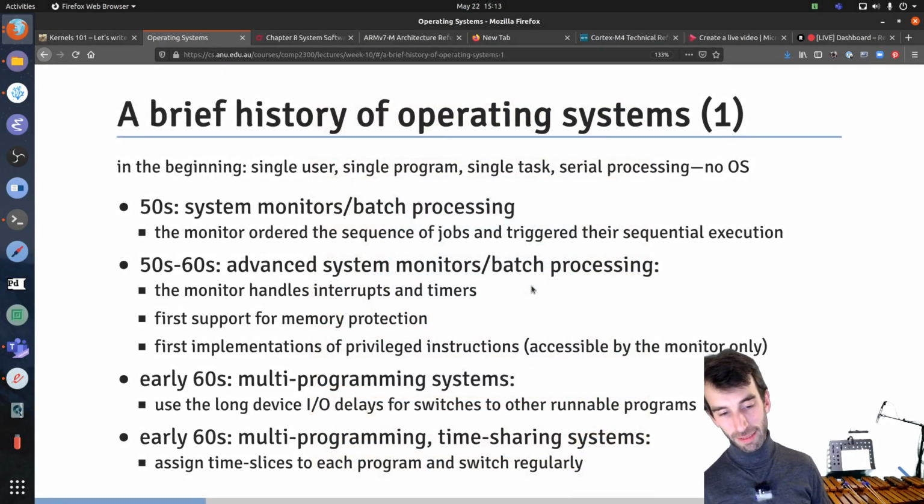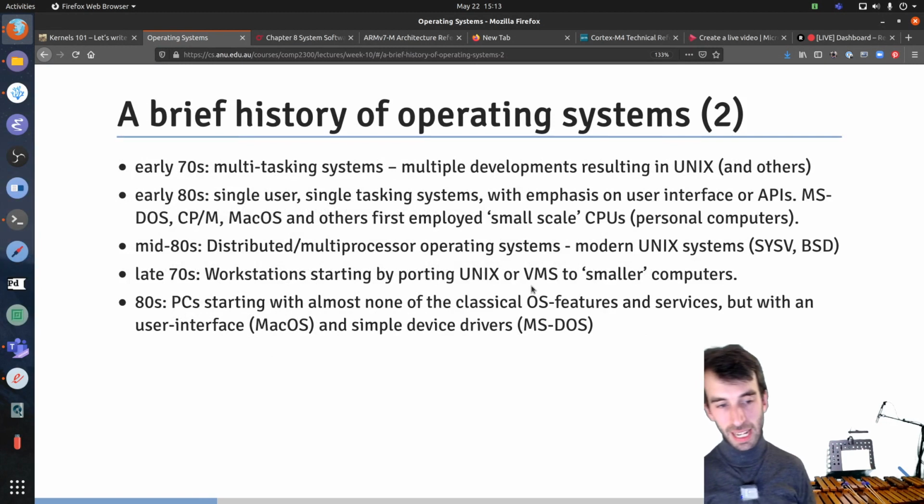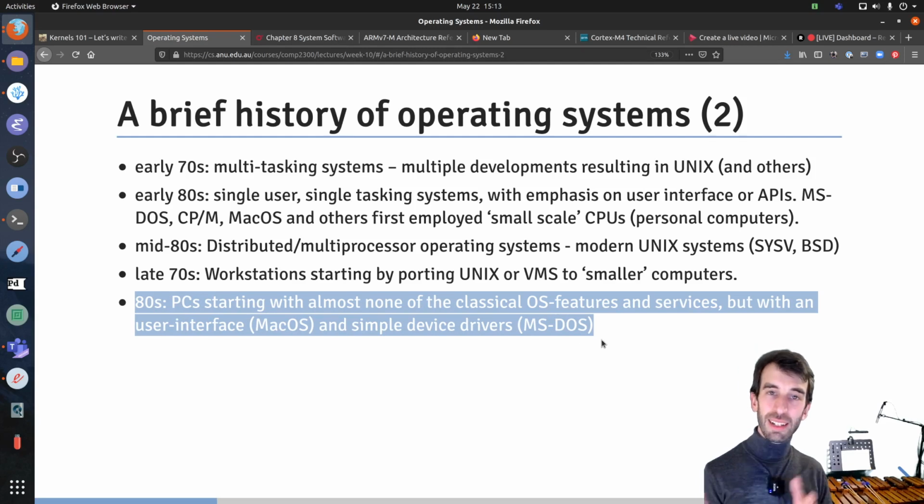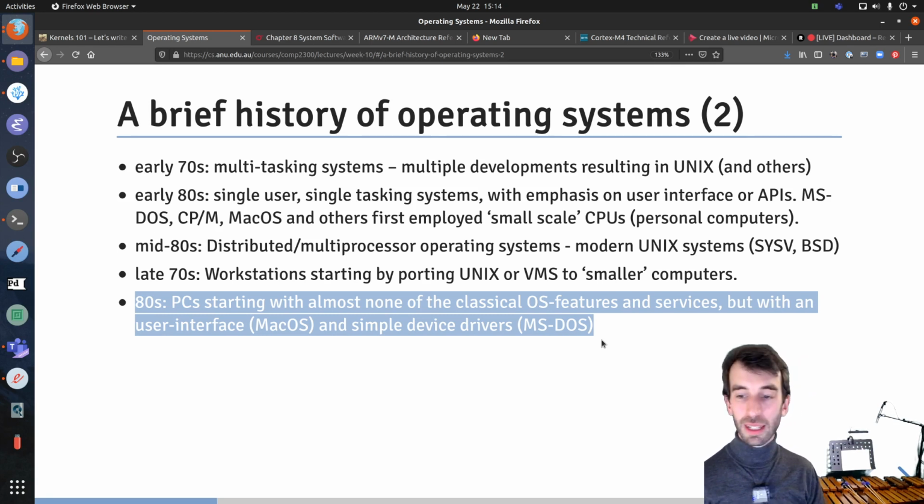And then there were big slides full of text about them. The point that's interesting to me is that even in the 80s, when computers started to become very common, all of the classical OS features, this multitasking and management of memory, managing multiple programs at once, weren't in them. They were only going to do one program at once because the processors were too simple. But then it came back to have those capabilities later.